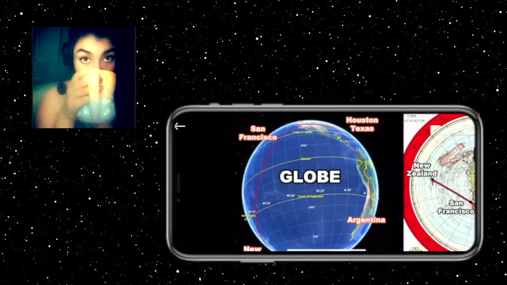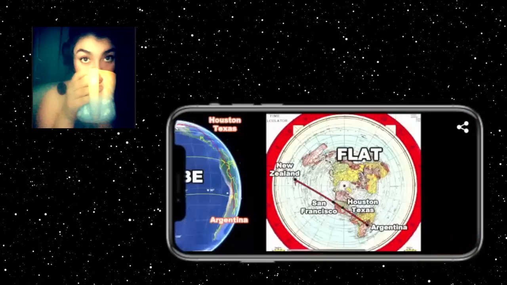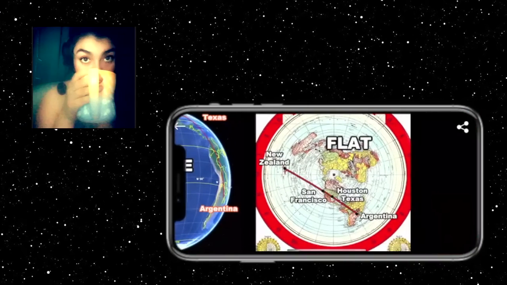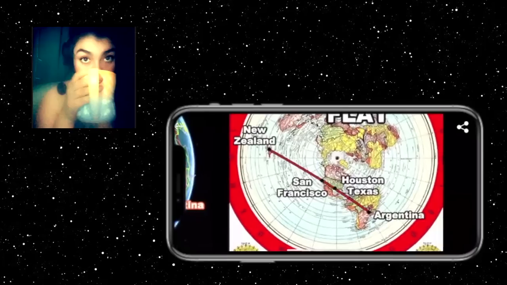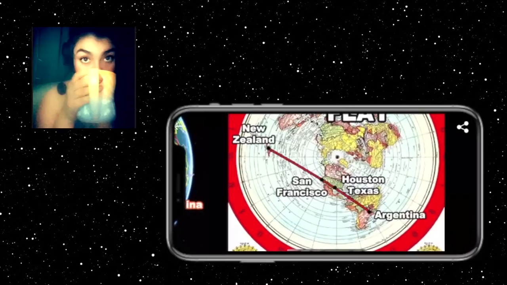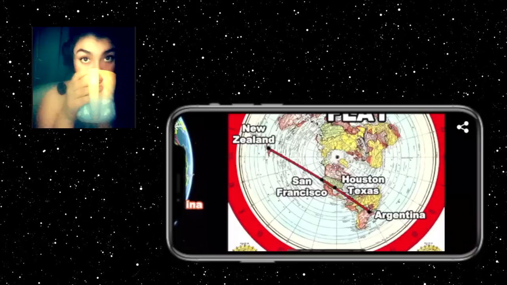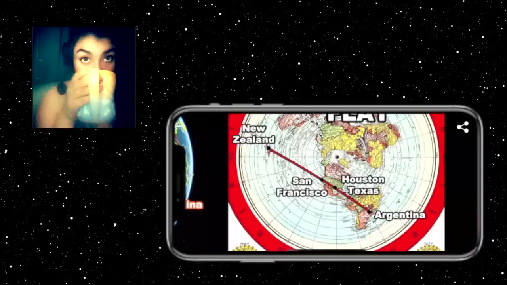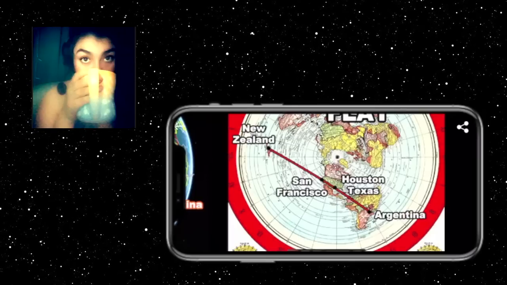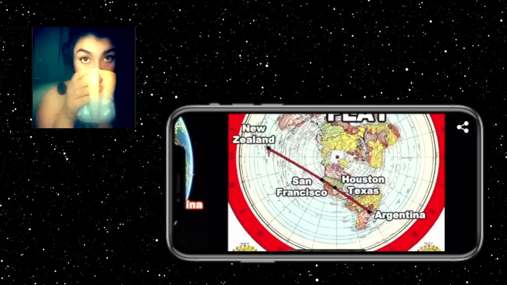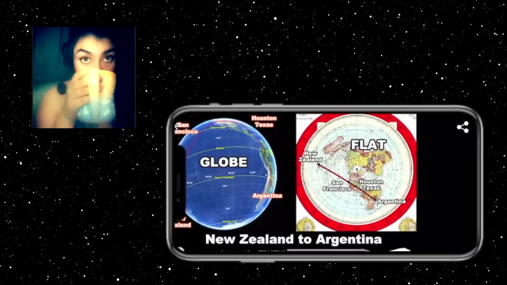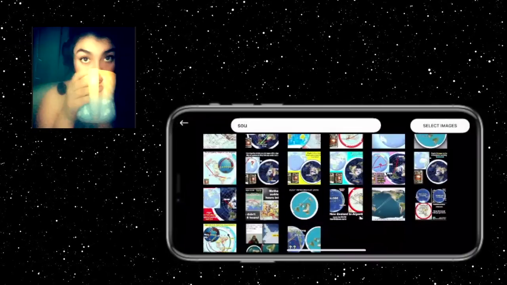Why would they do that? Because what did your mom teach you about the shortest distance between 2 points? Yeah, it's a straight line. So New Zealand, San Francisco, Houston, Texas, Argentina create a perfectly straight line on a flat Earth map. Isn't that weird? Yeah, that's incredible.